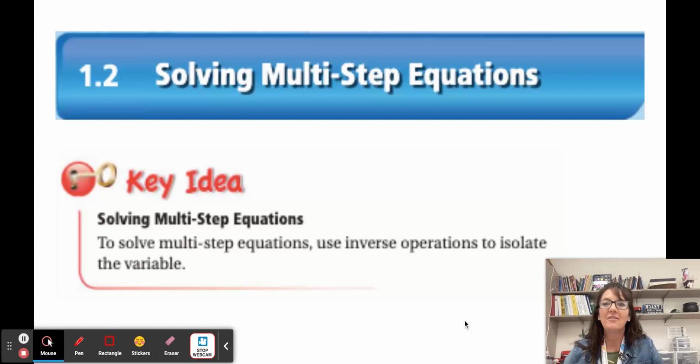All right, here we are with lesson 1.2. We're going to be solving multi-step equations, pretty much using everything we just did in lesson 1.1. So we want to use our inverse operations, and we're going to isolate that variable.